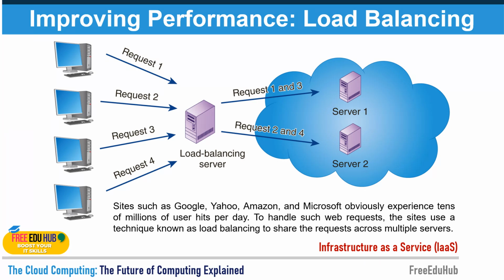Now to handle such web requests, the sites use a technique called load balancing to share the requests across multiple servers. So there would be multiple load balancers. They'll be taking care of the traffic coming from different geographical locations, and then distributing the load among different servers. It's not that only if one server is overwhelmed with the resources would the second request go to the other server. It would keep on distributing the data among the servers so that all servers are performing at an optimum load.